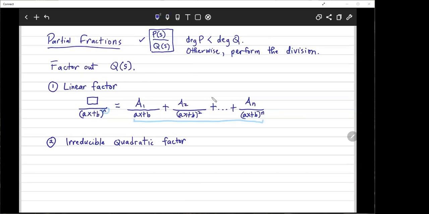What if we have an irreducible quadratic factor? So we have some numerator divided by ax squared plus bx plus c.